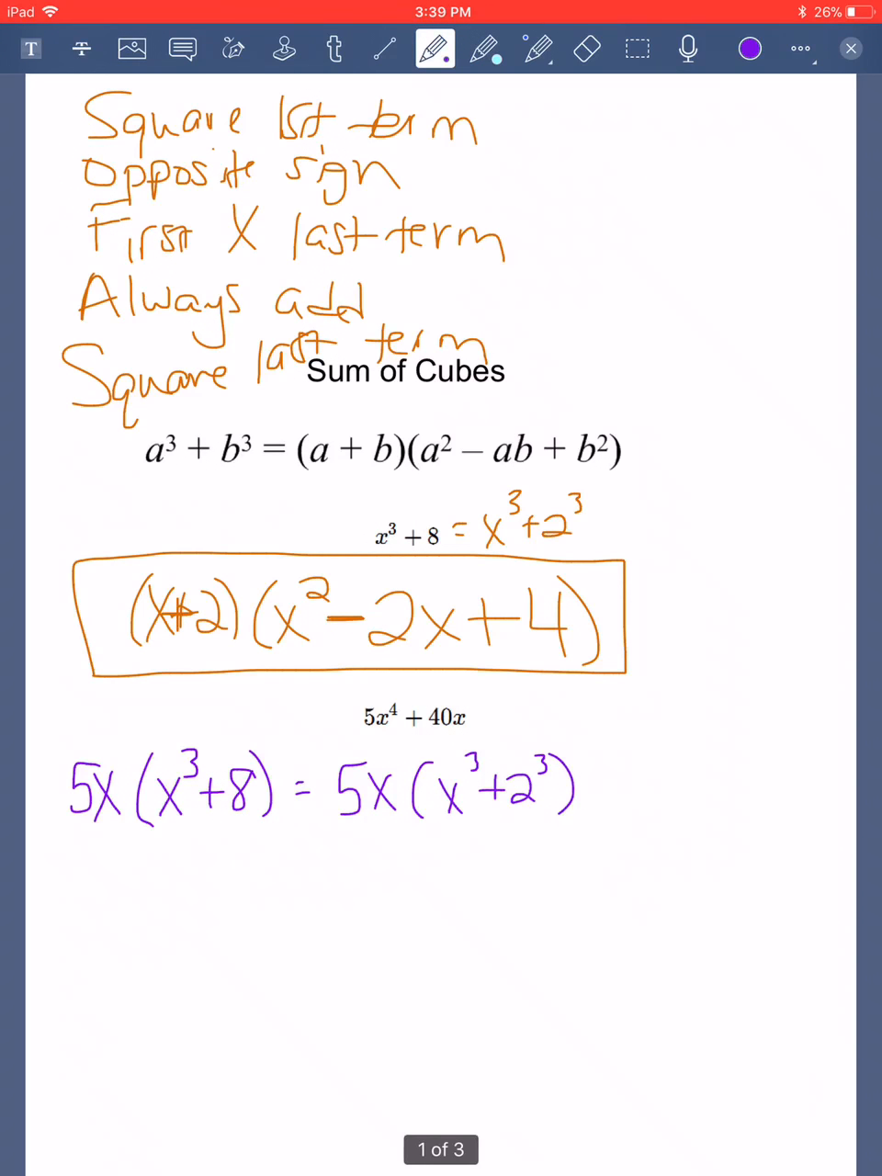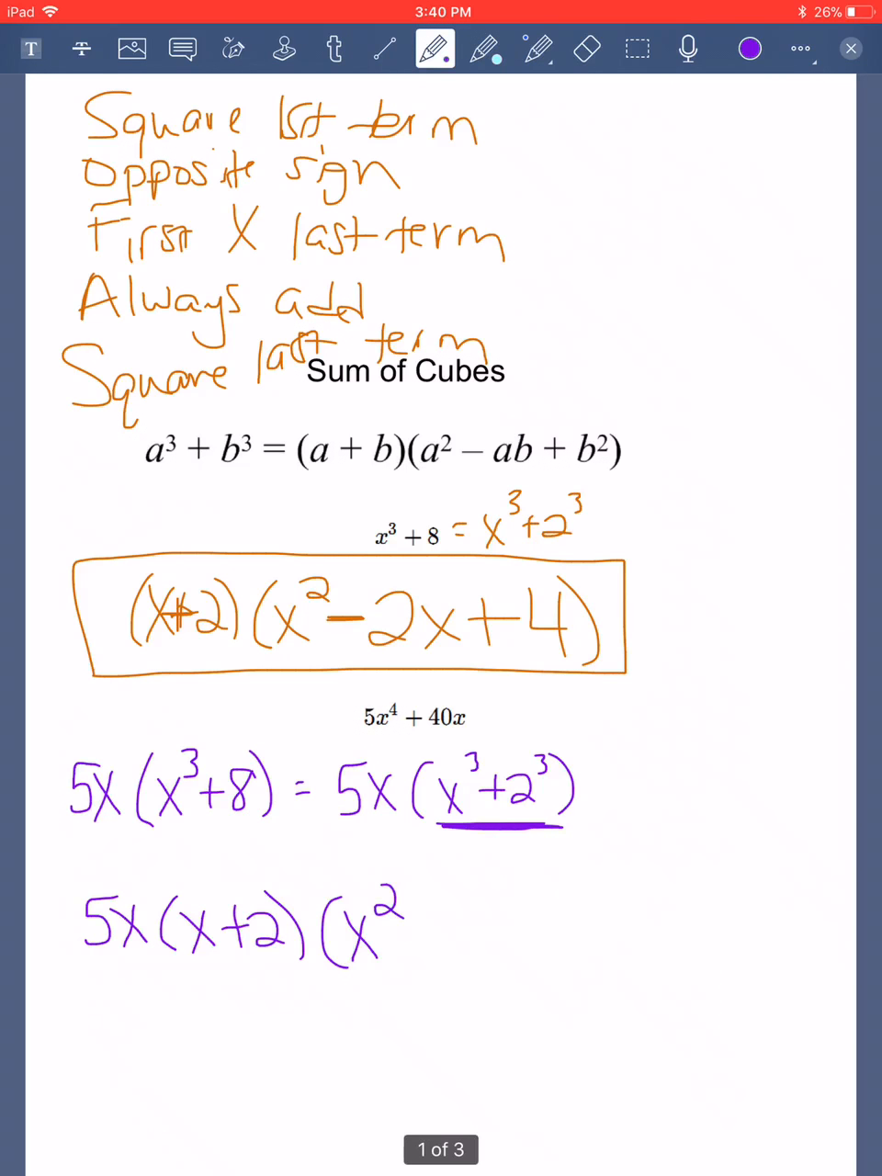So 5x is just one of our factors that's tagging along, but it's not going to help us out with using SOFAs. But this x cubed plus 2 cubed is what I'm going to be using. So my first factor is 5x. My second factor, I just dropped the cubes, so that's x plus 2. And now I'm going to be using the x plus 2 to get my third factor, and I'm going to be using SOFAs. So the square of the first term, which the first term is x, so x squared.